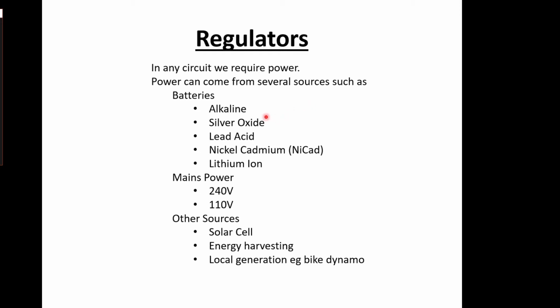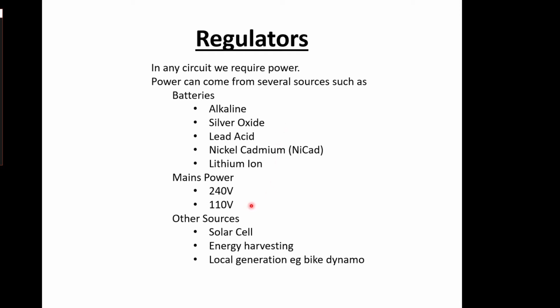Batteries. Batteries are a general case, but different batteries have different characteristics, different output voltages, different current delivering capabilities. Some are rechargeable, such as nickel cadmium or lithium ion, and various other flavours these days, and some are called primary batteries, which are not rechargeable, such as alkaline batteries or silver oxide coin cells that go into watches and things like that.